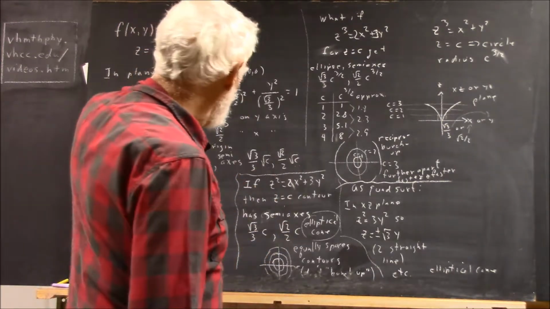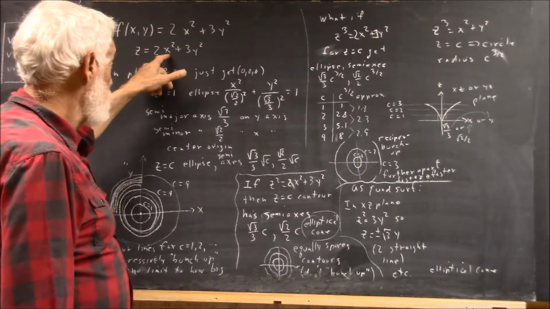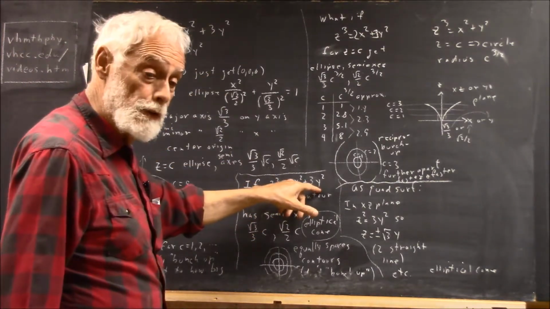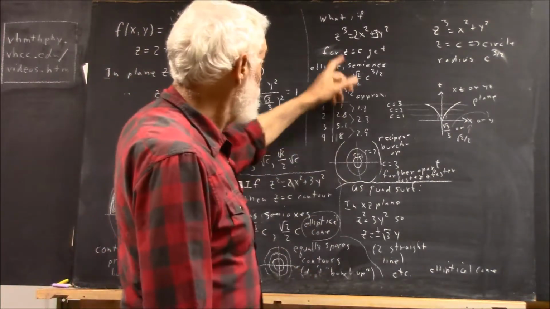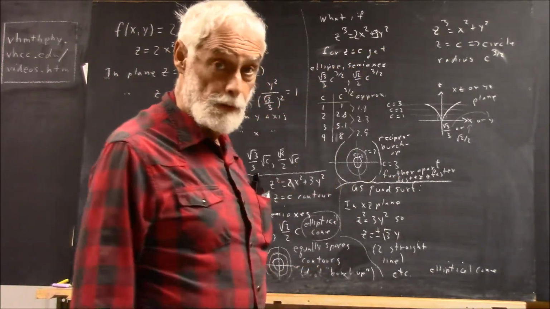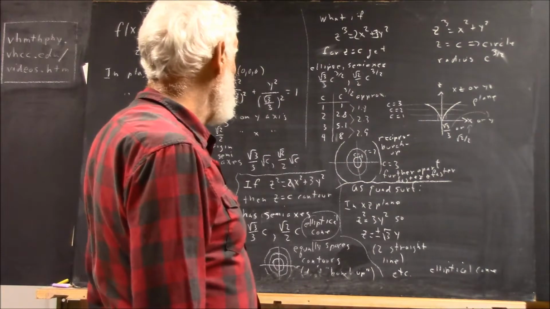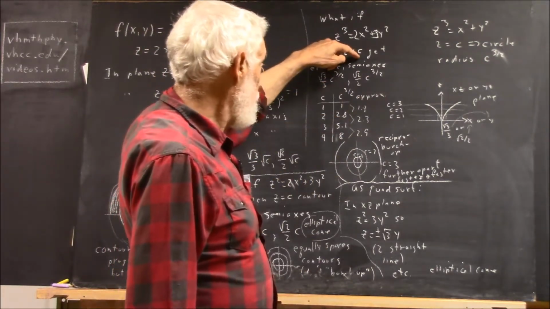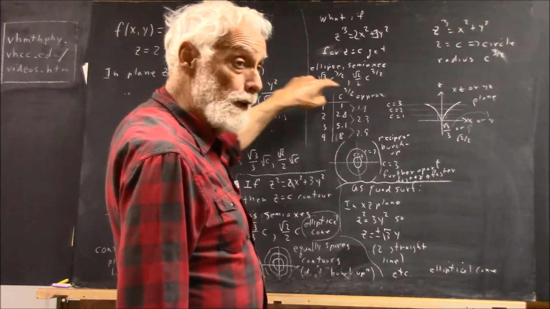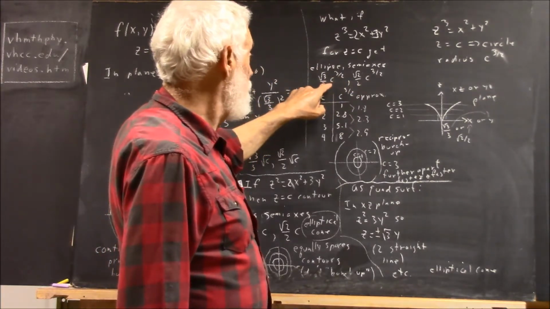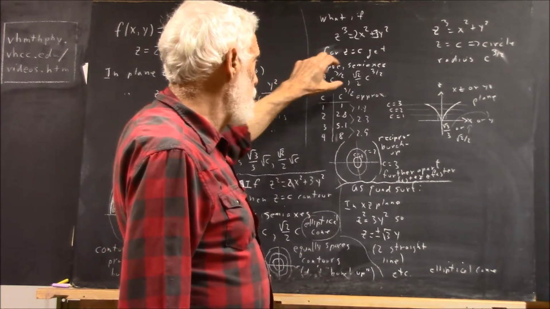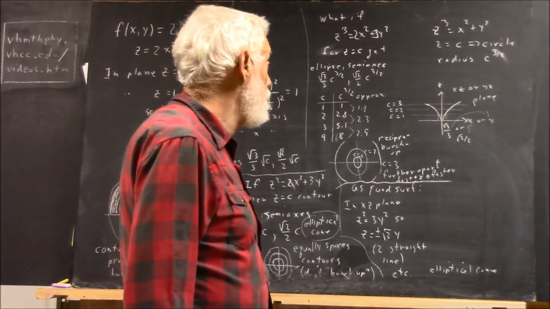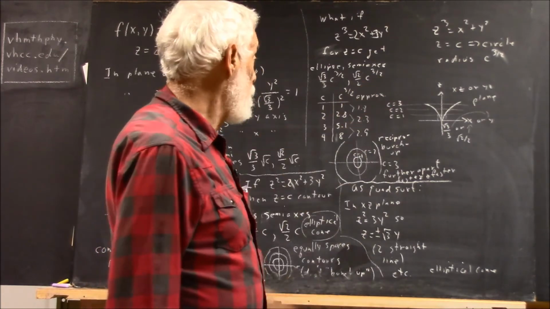Now, we've looked at what happens if z equals 2x squared plus 3y squared, z squared equals 2x squared plus 3y squared. What happens if z cubed equals 2x squared plus 3y squared? Well, in this case, for z equals c, we get an ellipse with semi-axes in the same ratio, but with the square root of 3 over 3 and square root of 2 over 2 both multiplied by c to the 3 halves. Now, what does that do to our contour lines?